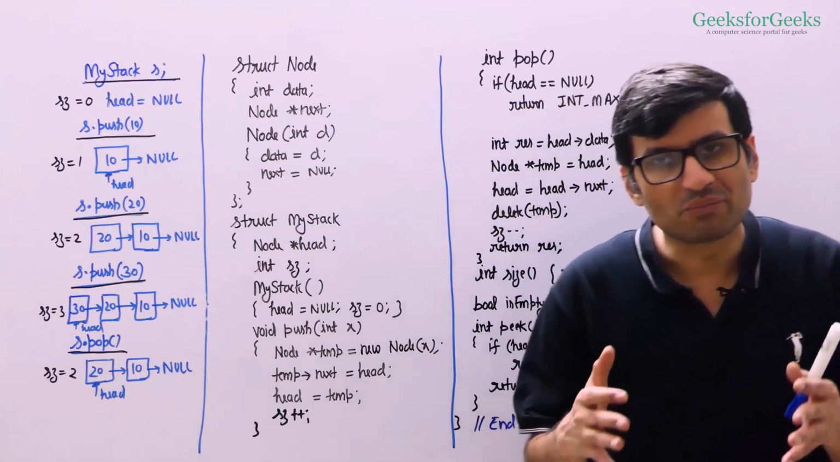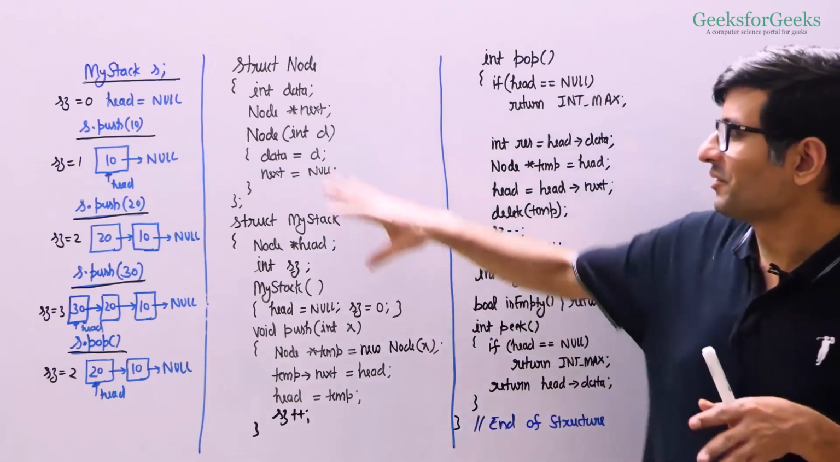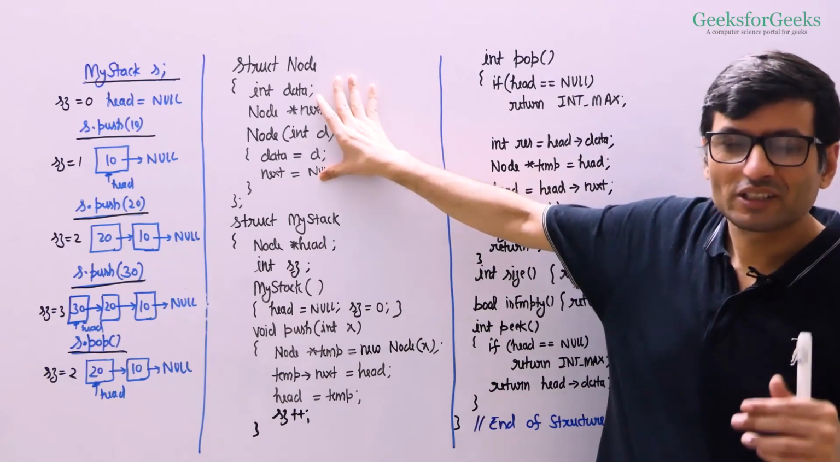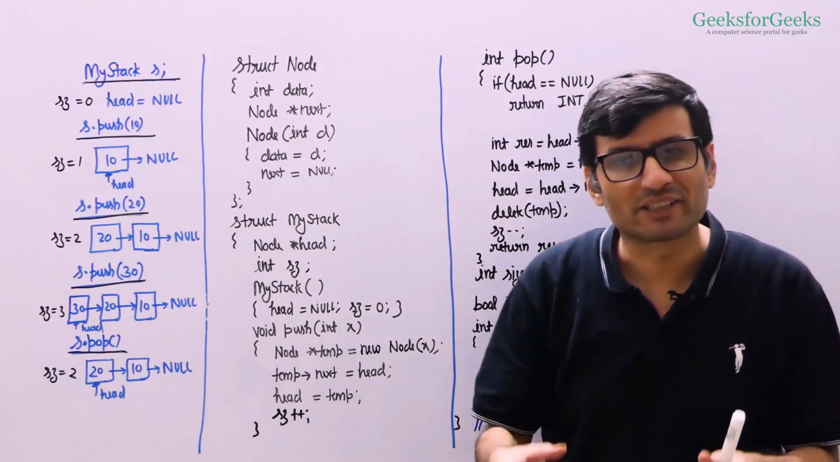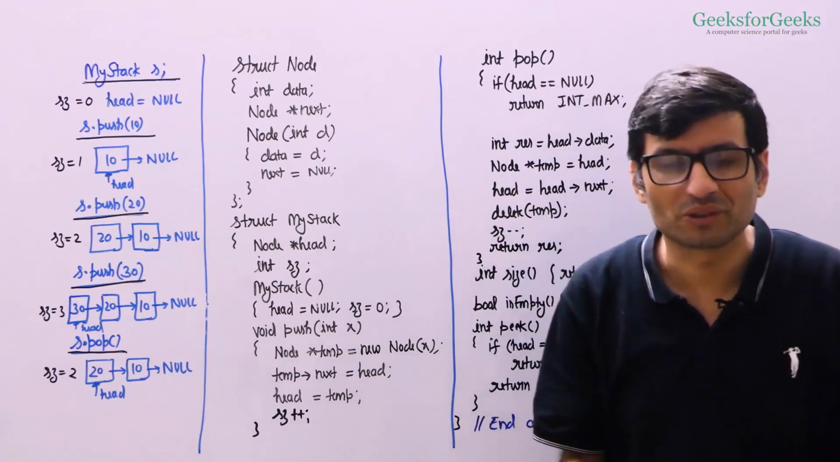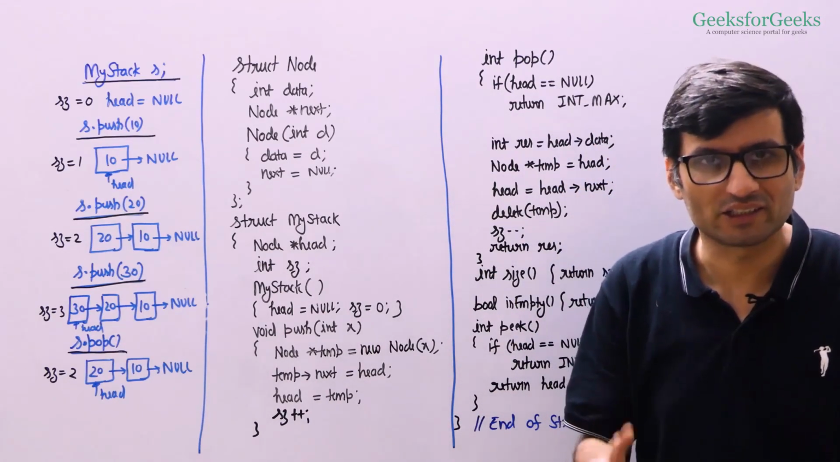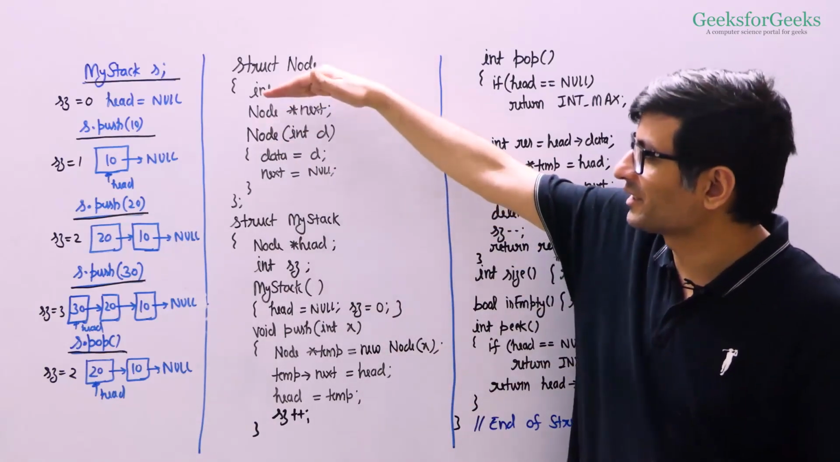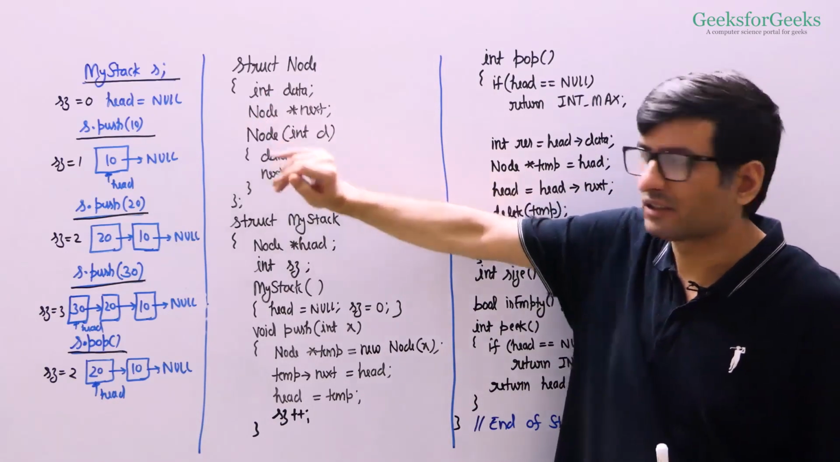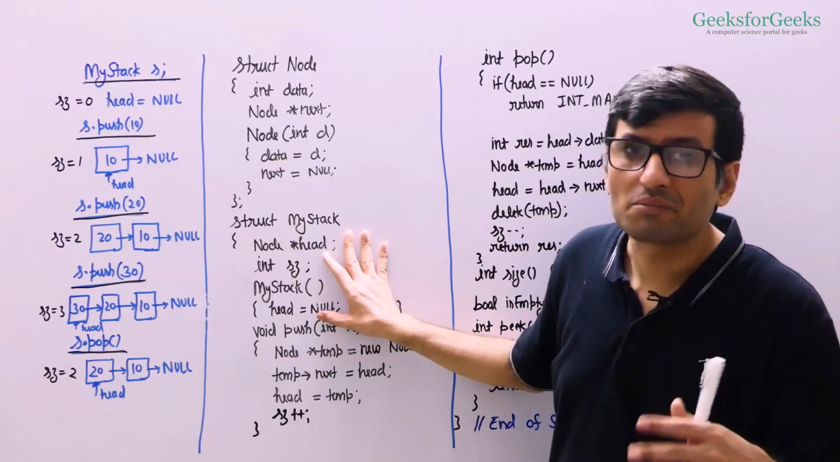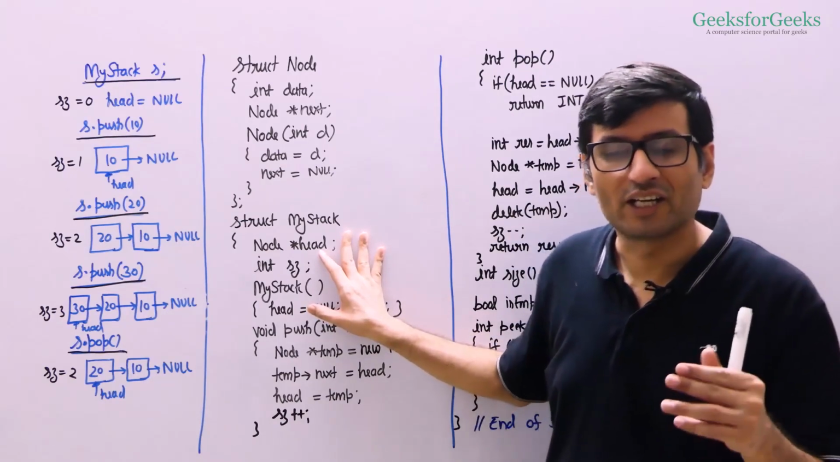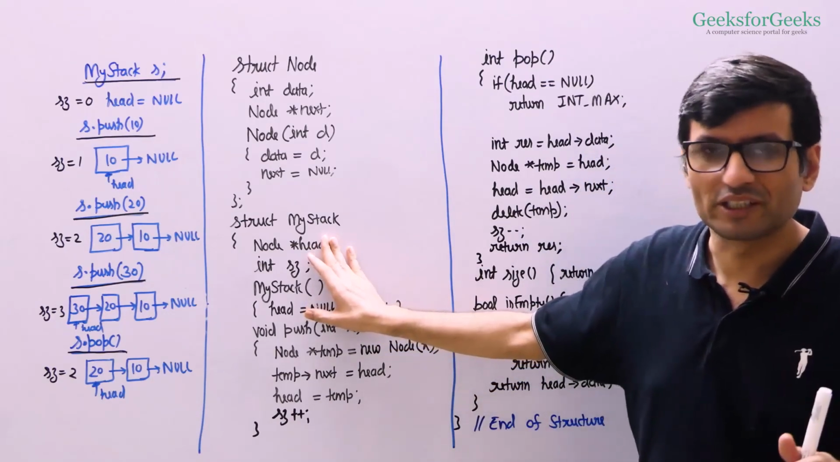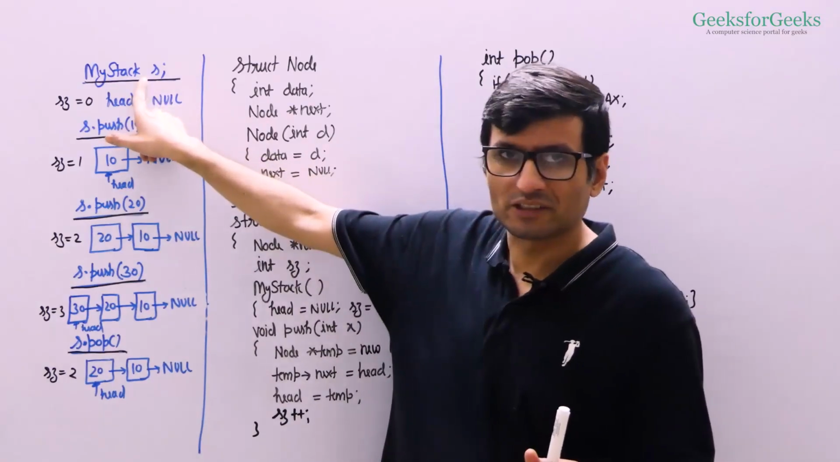Here is the linked list implementation of stack. The first thing that you will notice in this code is a node structure. This is the same as a linked list node. Because we are going to use a linked list, we need to have a linked list node, right? So we created a structure which has a data member, next pointer, and a constructor. Now here we have our myStack structure, and we are going to use this myStack to create instances, like we have created an instance here.